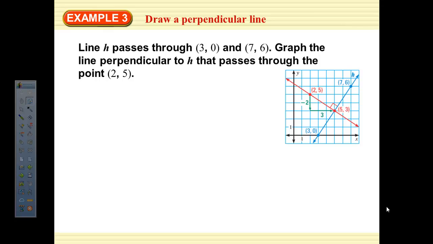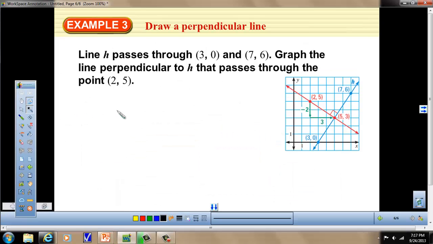Now we're looking at perpendicular lines, and it says line H, which is this blue line, passes through (3, 0) and (7, 6). We want to graph a line that's perpendicular to H that passes through (2, 5). So we've got a point out here, and actually it's already given us the answer. The red line is the answer, but we're going to go over how to do this step by step.